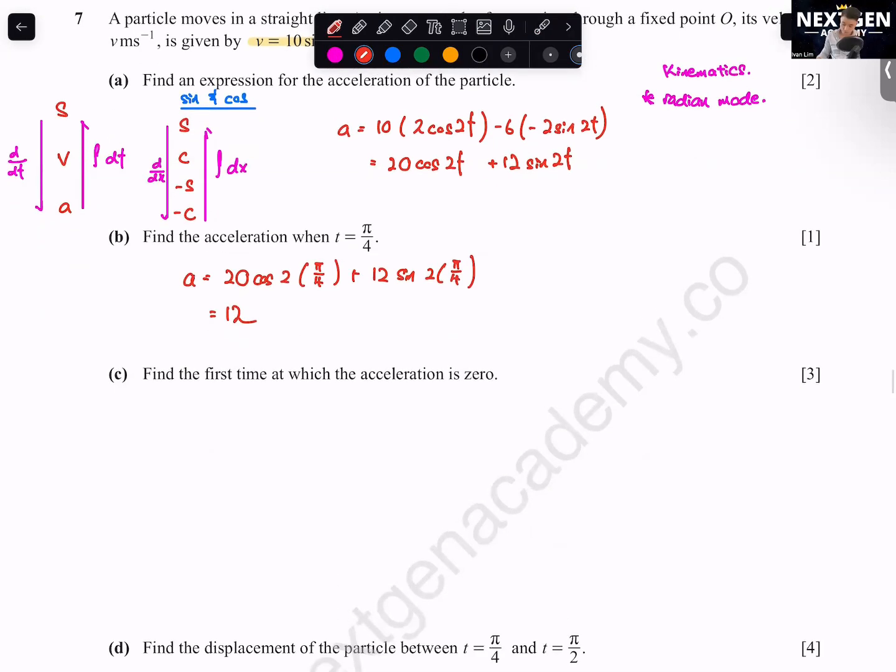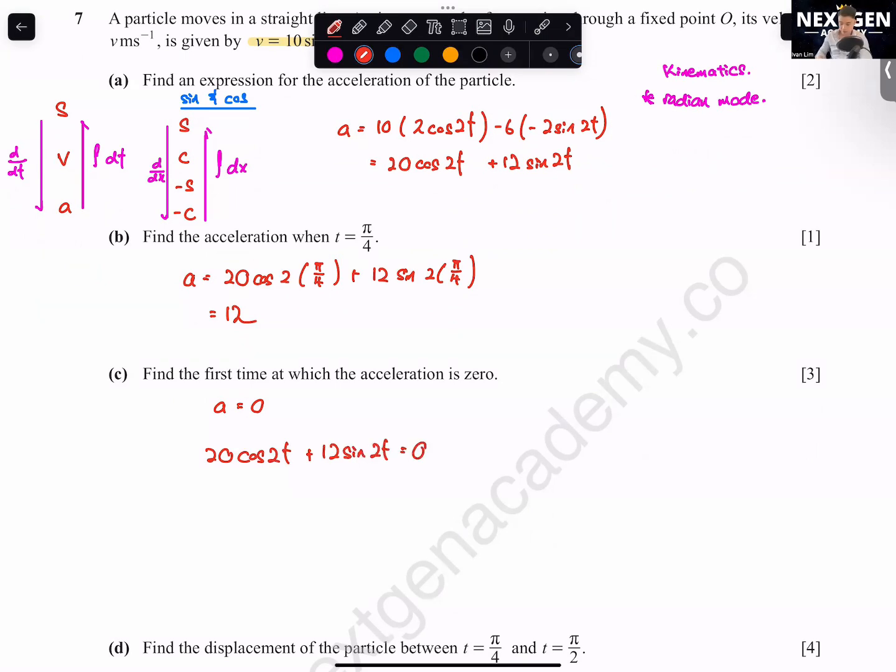Okay, next one. Find the first time at which acceleration is 0. So a equals 0. This is also considering your first answer is correct. If the first question is wrong, these 3 marks are gone already. So I take that equation: 20 cos 2t plus 12 sine 2t equals 0.